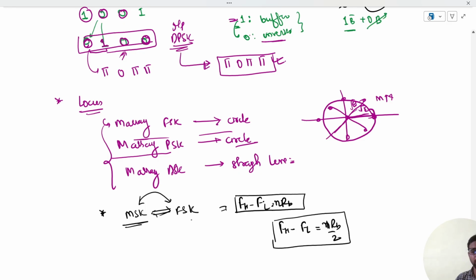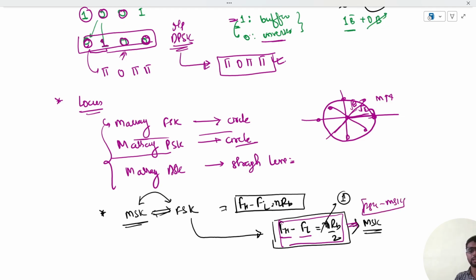So for minimum shift keying, it is FSK with n equal to 1. If n equal to 1, FSK is known as minimum shift keying. This is the minimum shift keying condition. For minimum shift keying, n should be minimum, that is, it should be 1. So the relation between FH and FL will become Rb by 2. So FH minus FL is equal to Rb by 2, and if this is the condition, FSK will become MSK. That is, frequency shift keying is known as minimum shift keying.